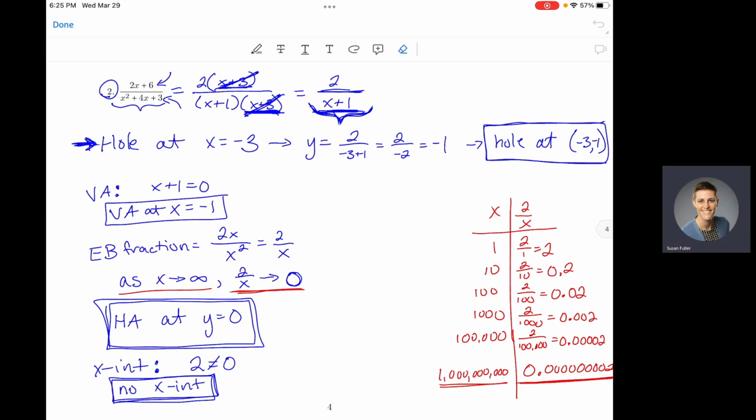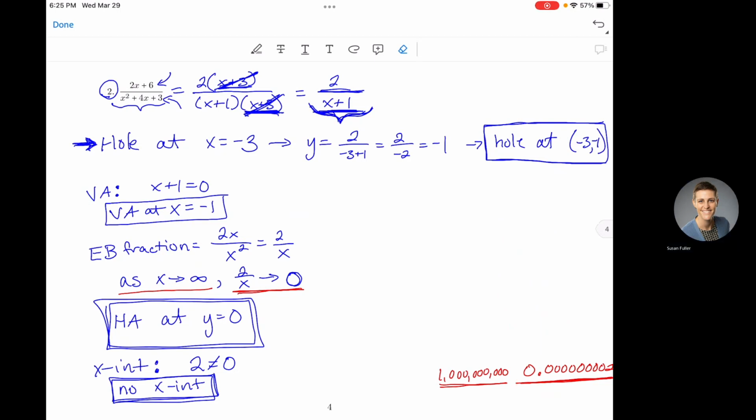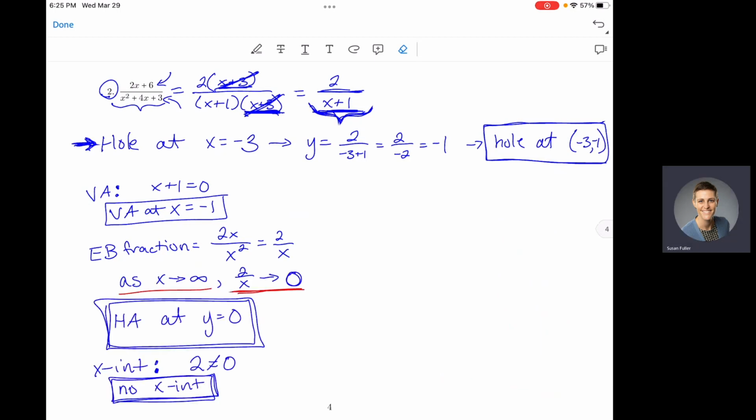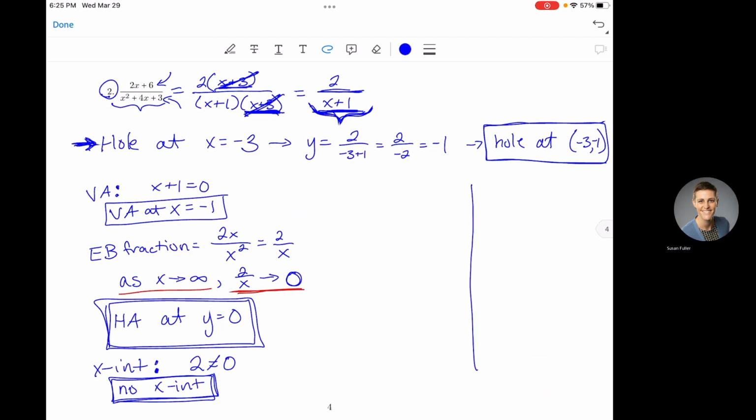Okay, so now let's graph this thing. So I'm going to erase all this so I have room to graph. And let's graph this here. So just going to make my axes here.